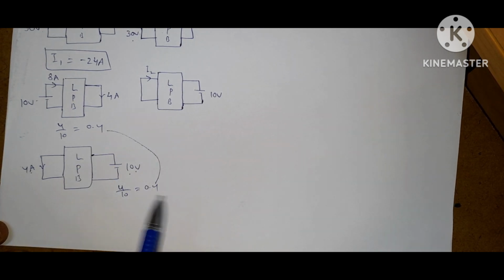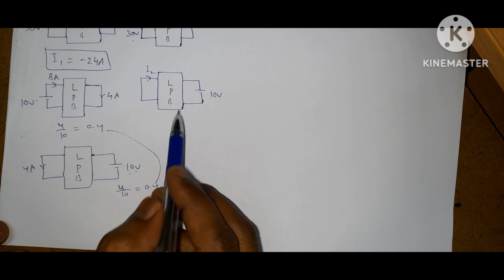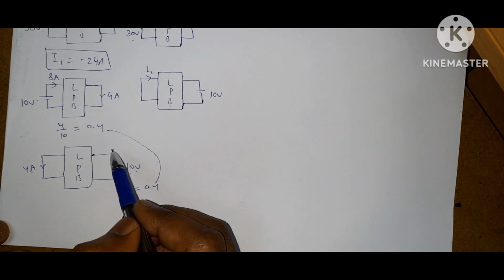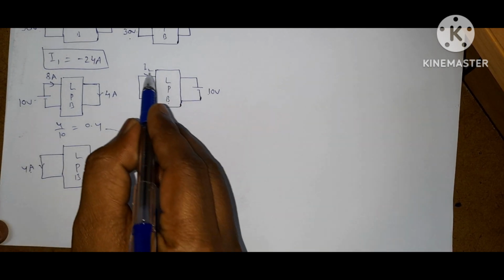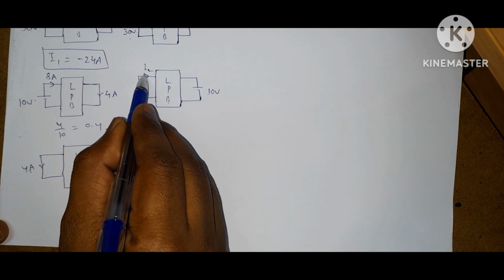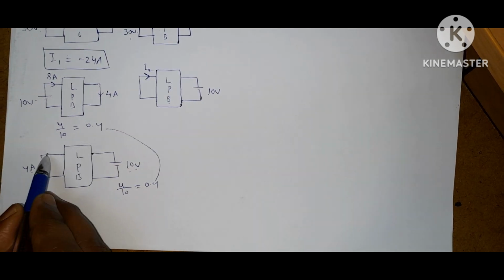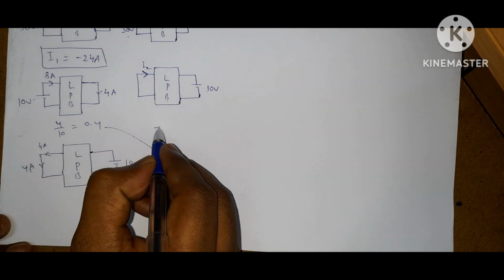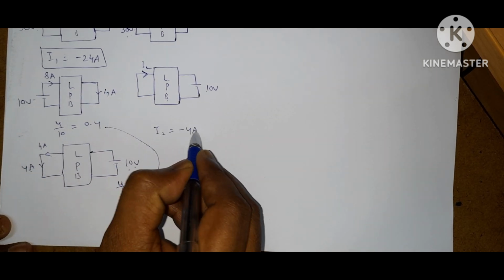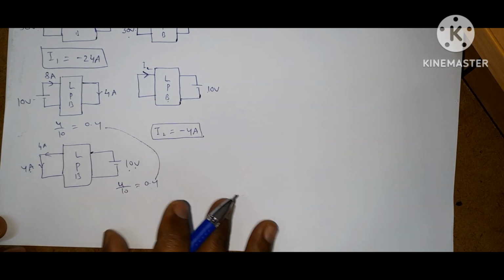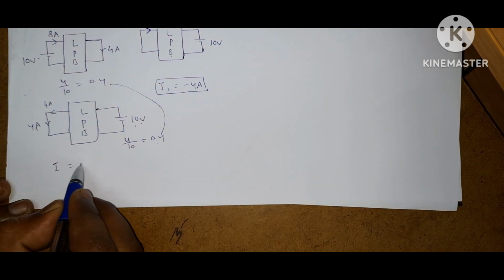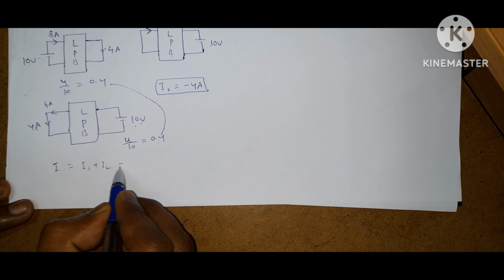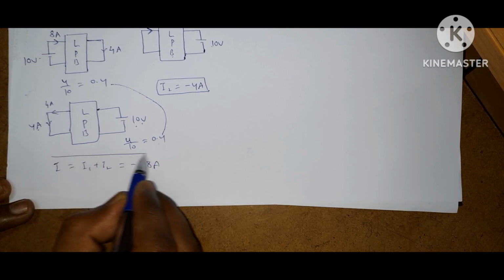So both are the same. Now, if you compare these two circuits, these two are almost equal, but only the current directions are reversed. This is I2 entering into the network. Here 4 amps is leaving the network. So what is I2 now? I2 is equal to minus 4 amps. By the superposition theorem, I is equal to I1 plus I2, which is minus 28 amperes.